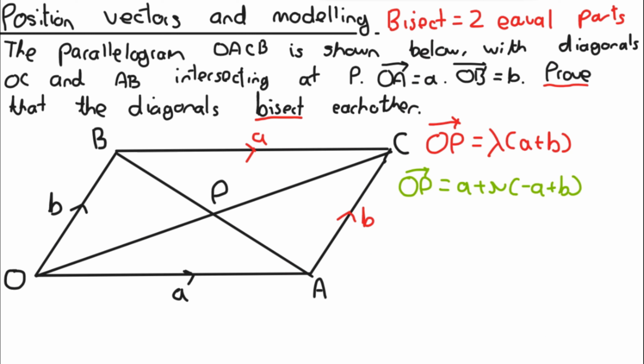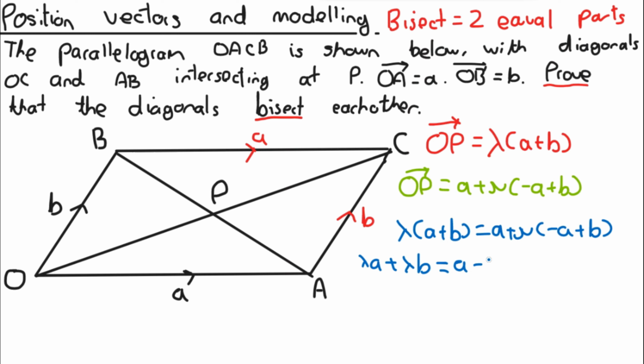Okay, so hopefully you've followed along so far, but the thing you might be asking now is, why have we done all that? Kind of what benefit is that to us? Well, now we actually have two terms that both equal OP, so therefore we can equal them to each other. So we can do lambda of A plus B is equal to A plus mu of minus A plus B. And now let's expand the bracket. So we've got lambda A plus lambda B is equal to A minus mu A plus mu B.